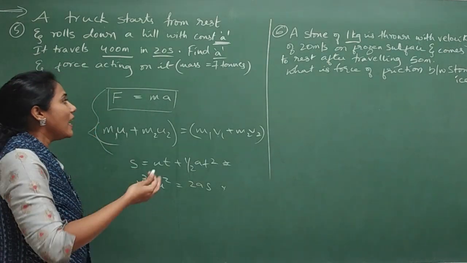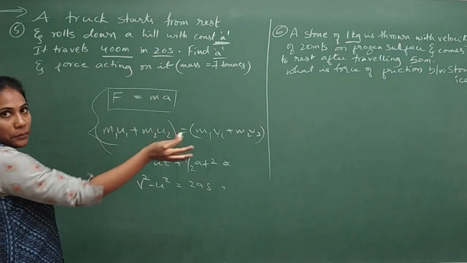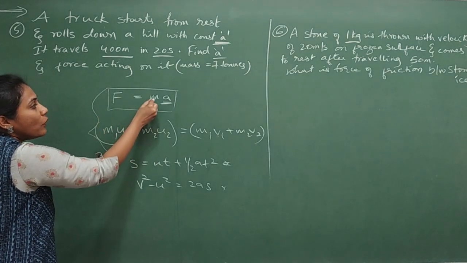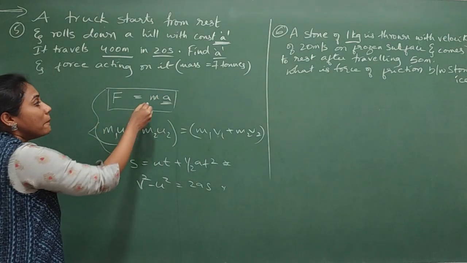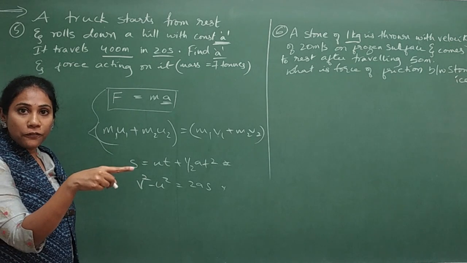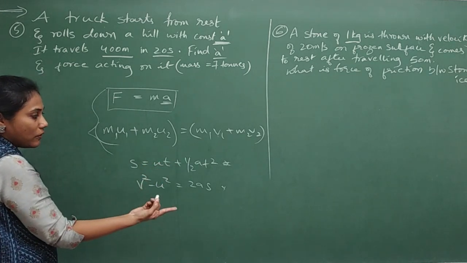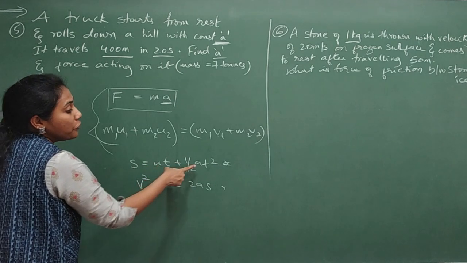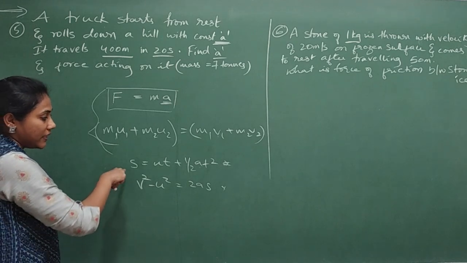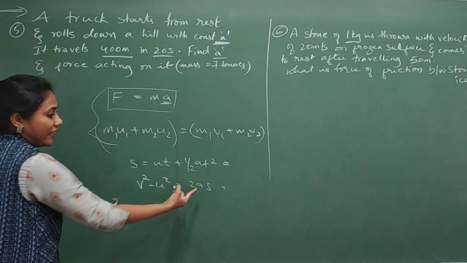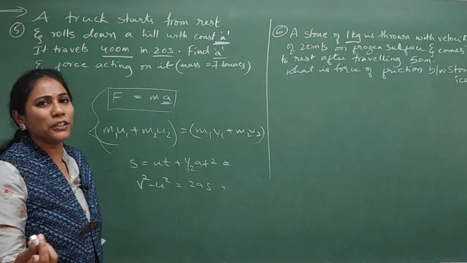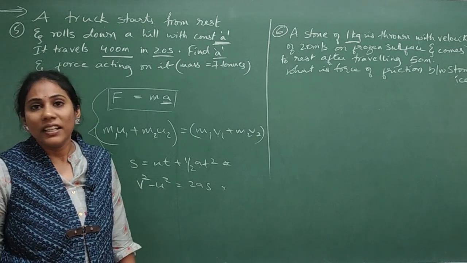Sometimes acceleration will not be given. Some information they will give, and first you need to calculate acceleration. Say for force, you want mass and acceleration. Mass, they'll give in a question. Acceleration, they don't give. So first, with the given information, you must calculate acceleration. If distance is given and time is given, then you will use this formula. Any one of the formulas you can use according to the given information.